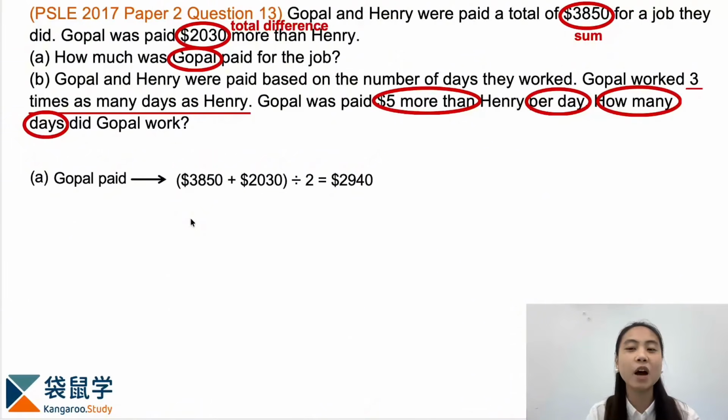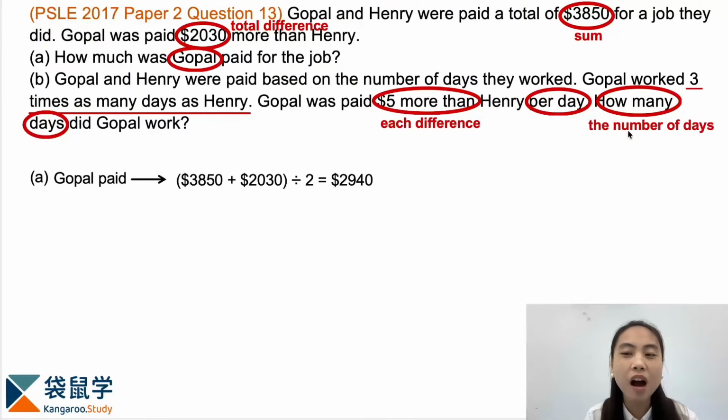And let's see the question B. Gopo worked 3 times as many days as Henry. Gopo was paid $5 more than Henry per day. So class, what does the $5 mean here? It means the each difference. And the question wants us to find how many days did Gopo work. So actually, the question wants us to find the number of the days.